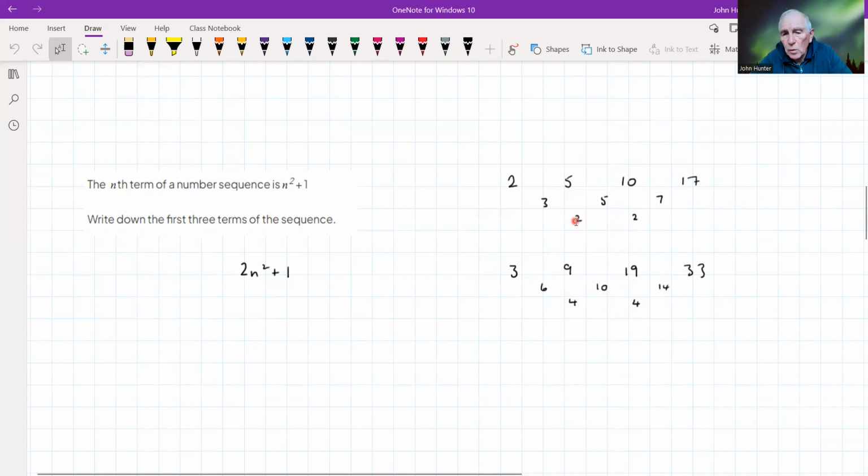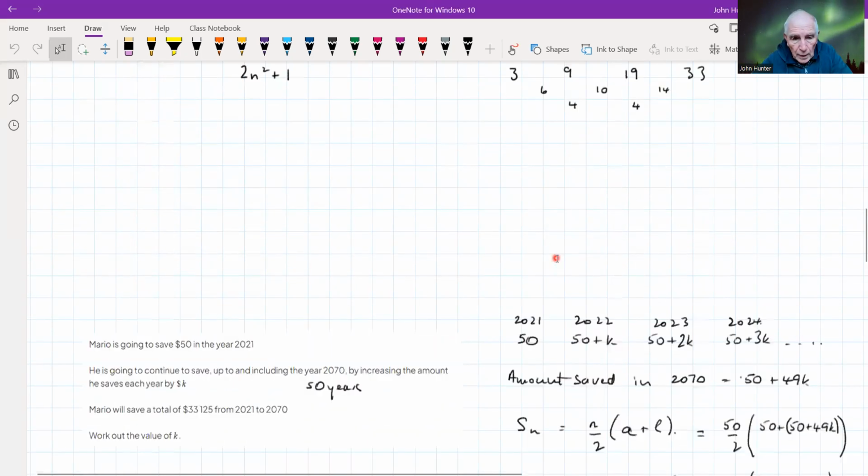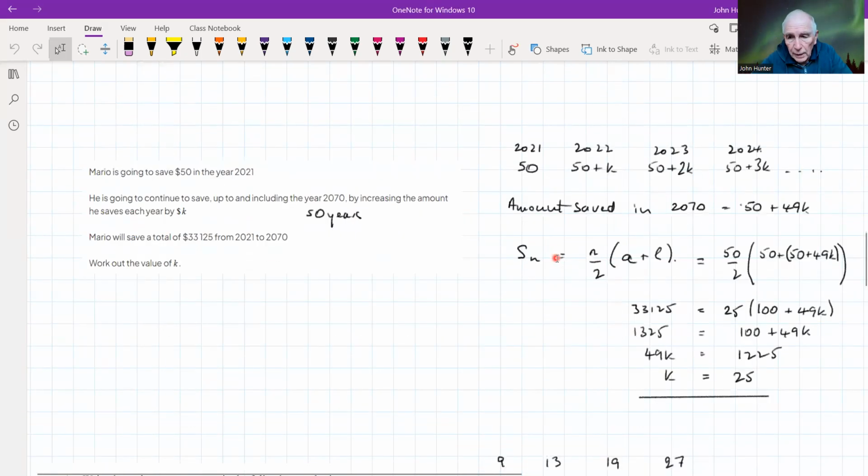So that is what we're looking at. If it was 2n squared, then the differences of the differences would go up by 4 each time. So we can just halve that, and that will tell us what our n squared term is. All right, so now just hold that thought.